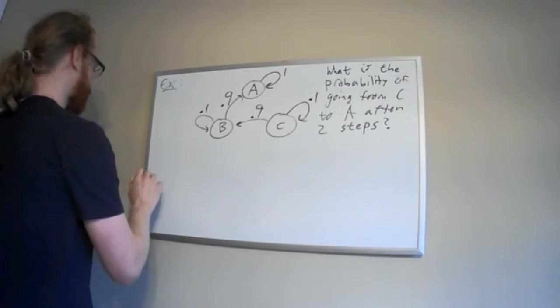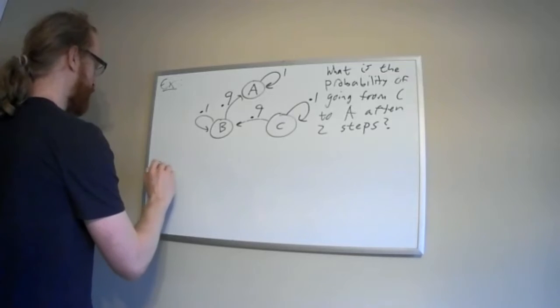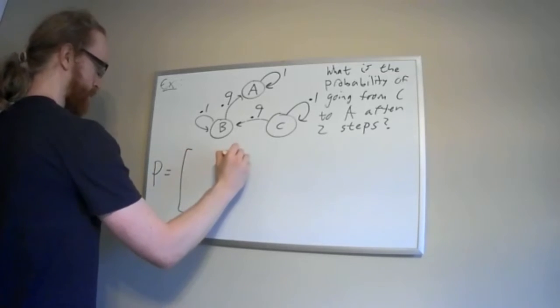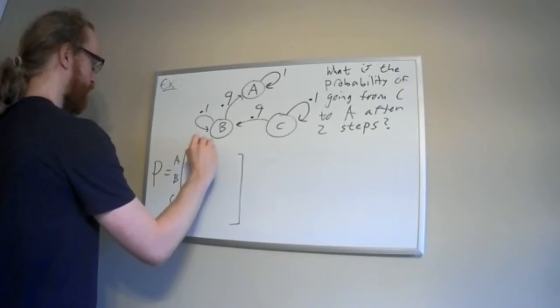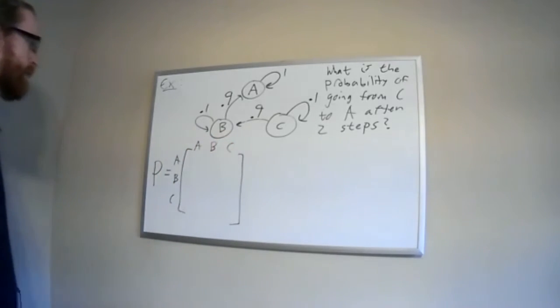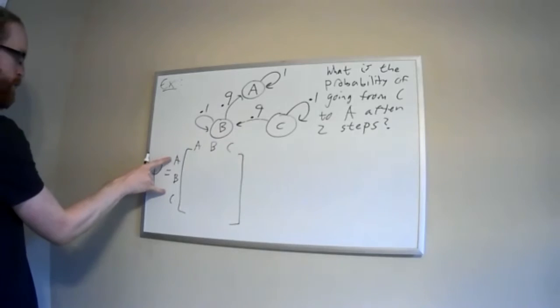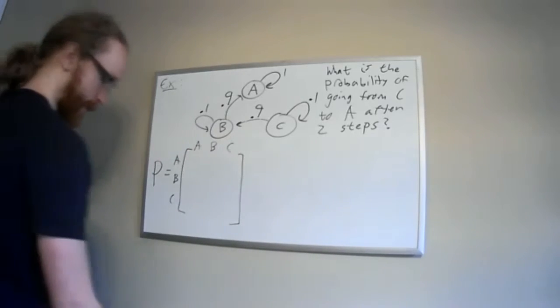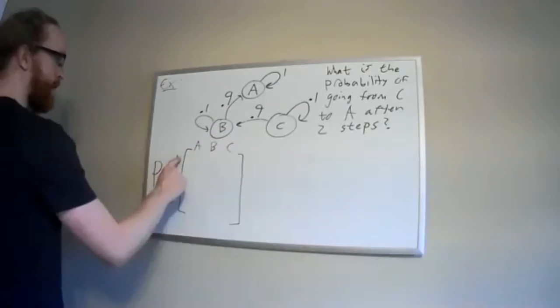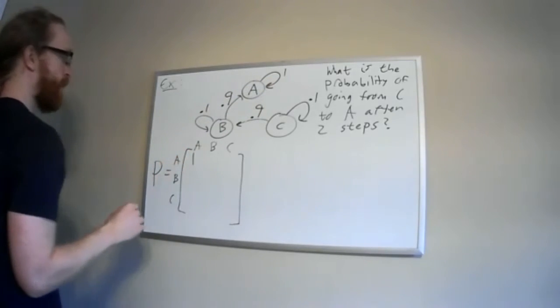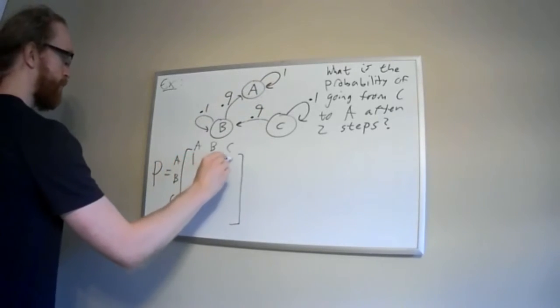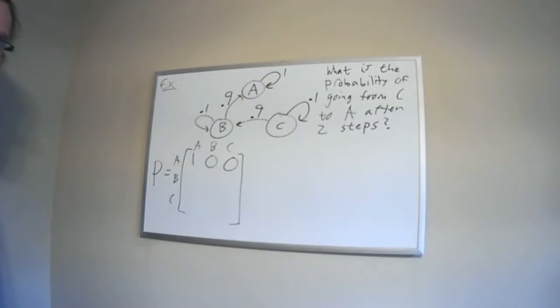So let's see what happens. The first thing, as always, is let's find the transition matrix. Again, my rows are going to be labeled A, B, C, and my columns will also be A, B, C. So I'm looking for probabilities of going from these to these. What's the probability of going from A to A? It's 1. And there are no arrows from A to B, and no arrows from A to C. So it's 1, 0, 0 is the first row.